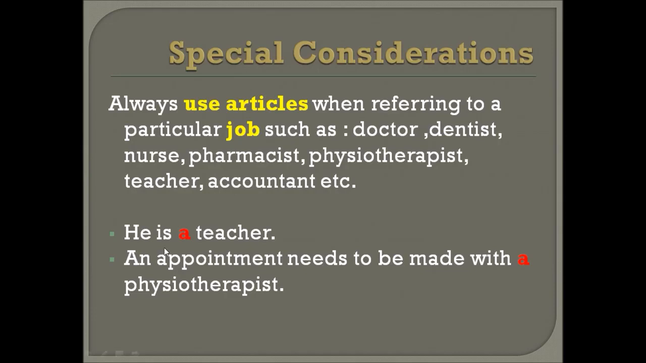Let's discuss some examples here. He is a teacher. Teacher is a job, and you have used the article a here. An appointment needs to be made with a physiotherapist. Physiotherapist is a job, and you have used the article a here.